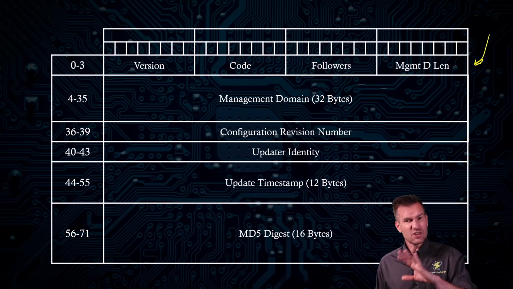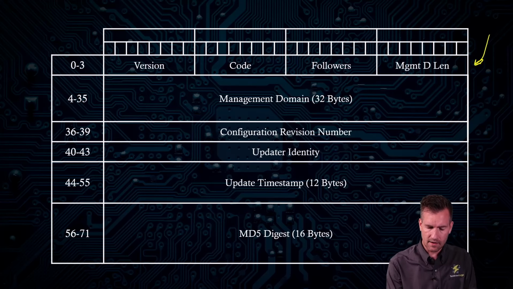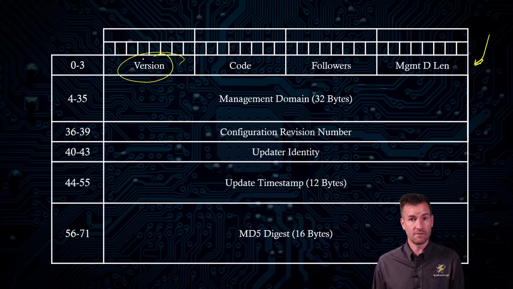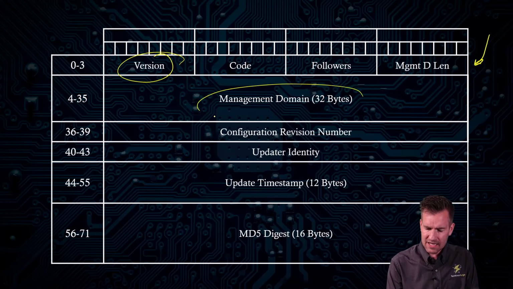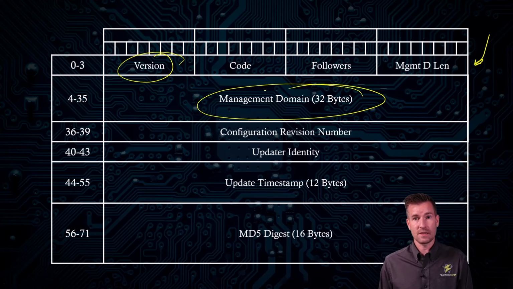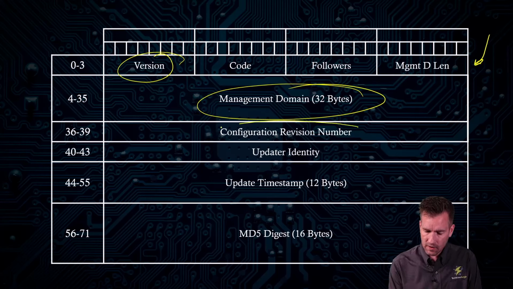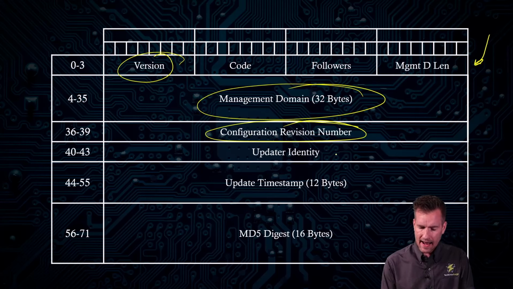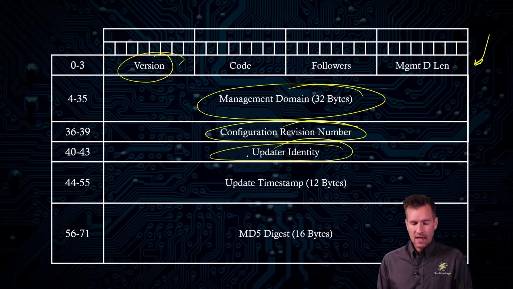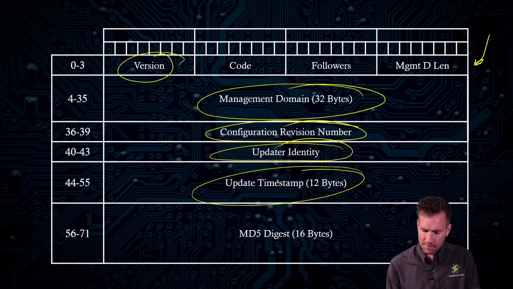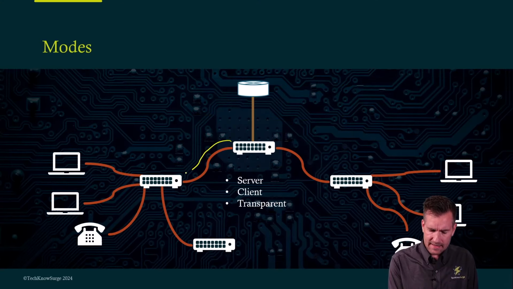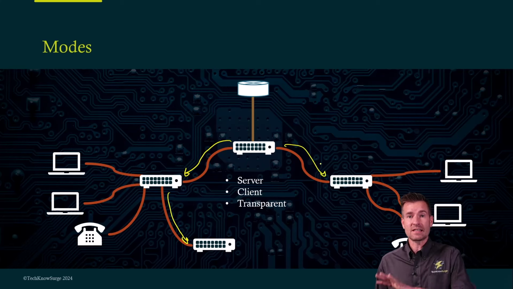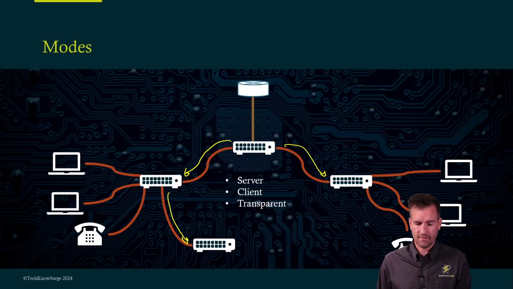Some interesting fields that we're going to take a look at here are the version number. There are different versions of VTP, so it needs to know the version. There's a management domain, and we'll get into what the management domain looks like, a configuration revision number, an updater identity, an update timestamp, and an MD5 digest. These VTP advertisements get sent back and forth between these switches so that the information gets propagated to all of these devices.